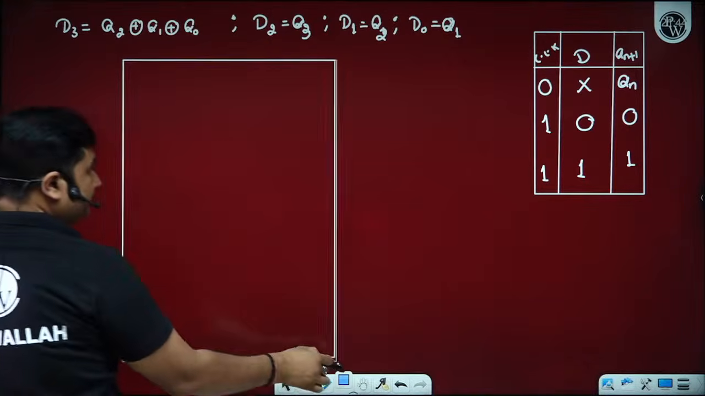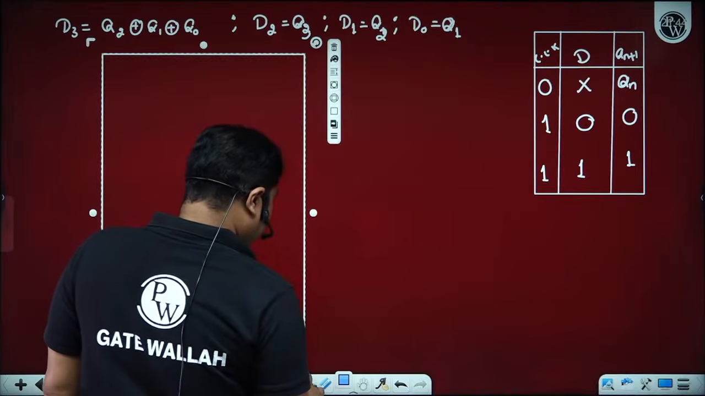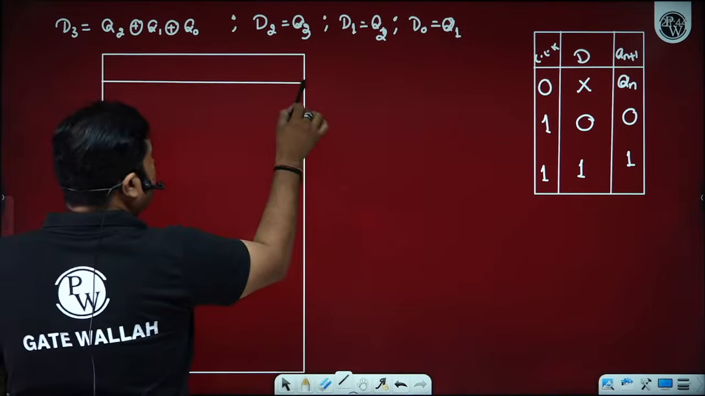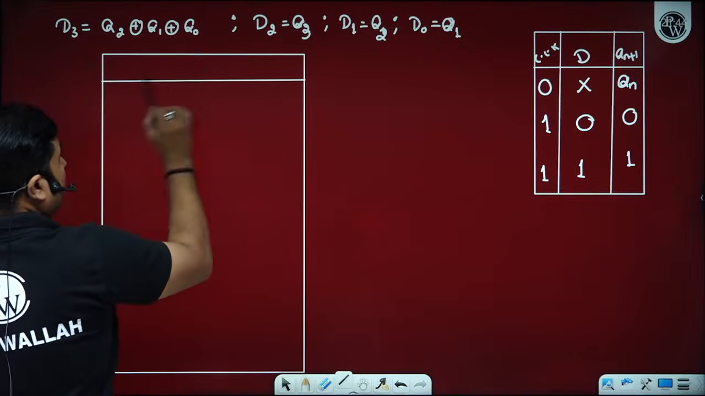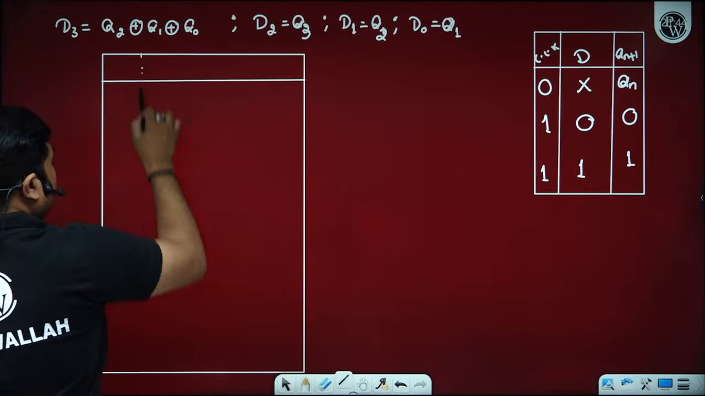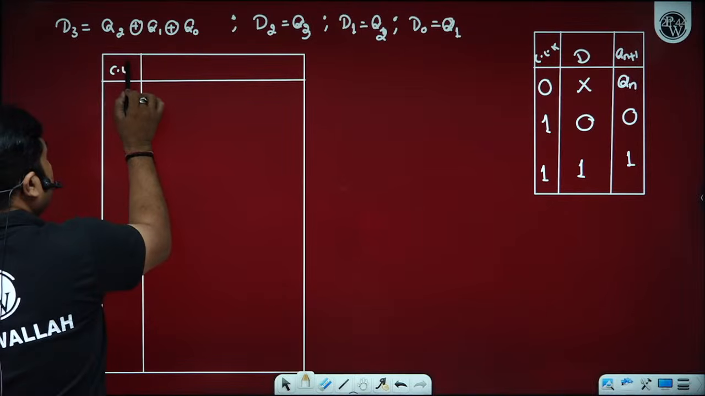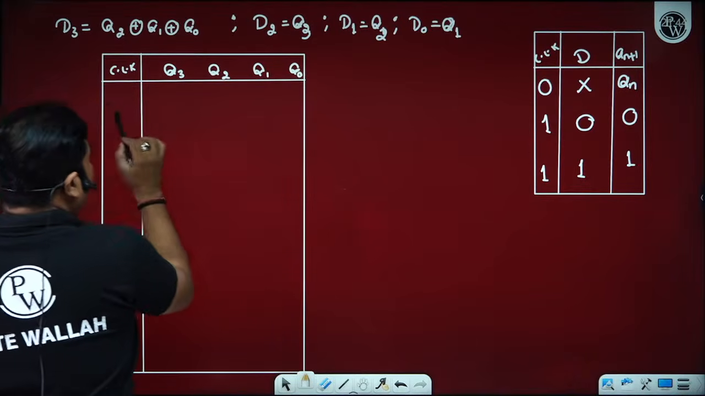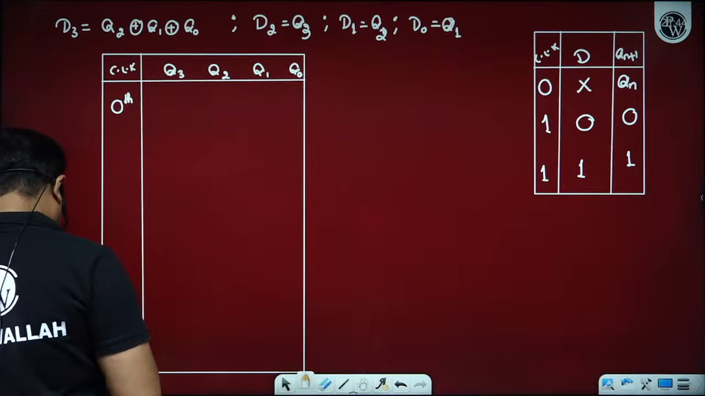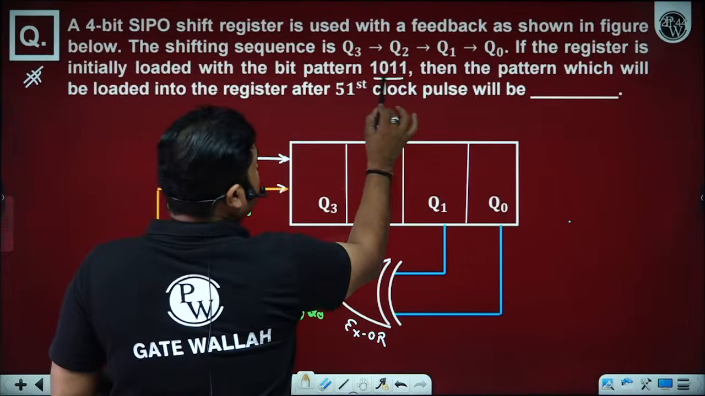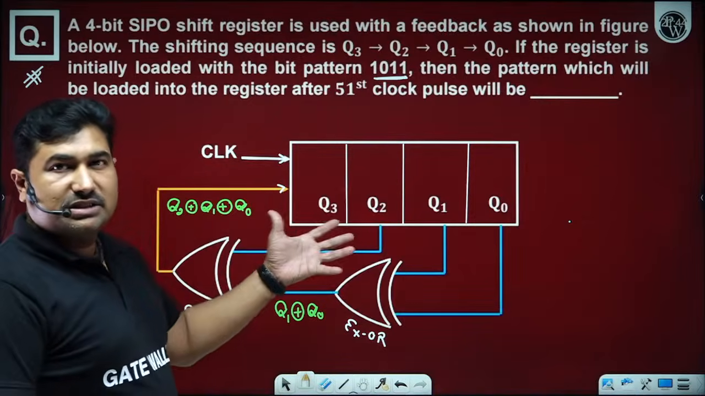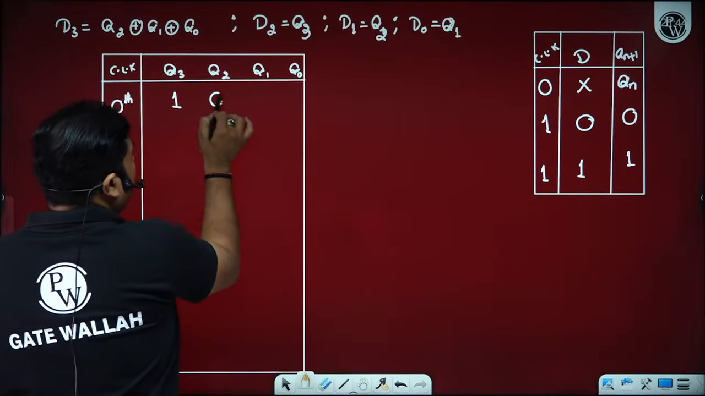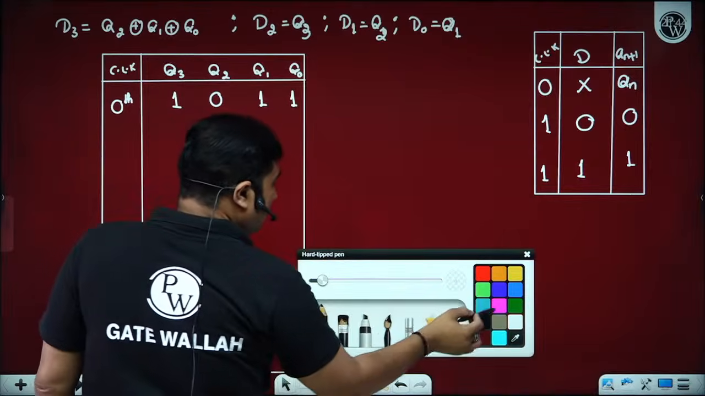Now please observe here. We have to identify the data after the 51st clock pulse. Let's try to identify the possible repetition, and for that I am just using one clock here. Then we have the data Q3, Q2, Q1 and Q0. Now, the 0th clock pulse is before applying any clock pulse. Before applying a clock pulse, what is the data with which the register is loaded? The register was initially loaded with the data 1011, as per the given question. Now when you apply the clock pulses, what happens?